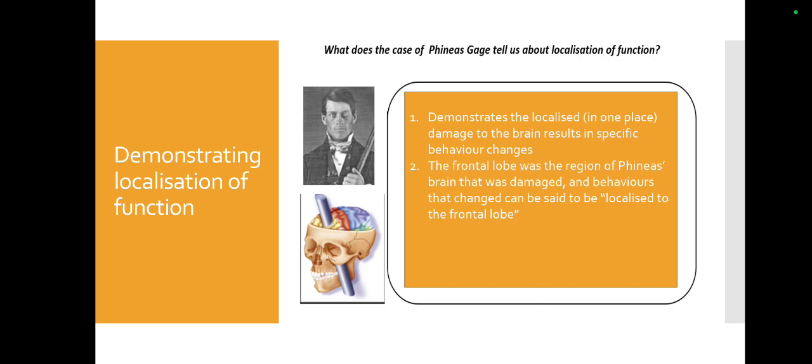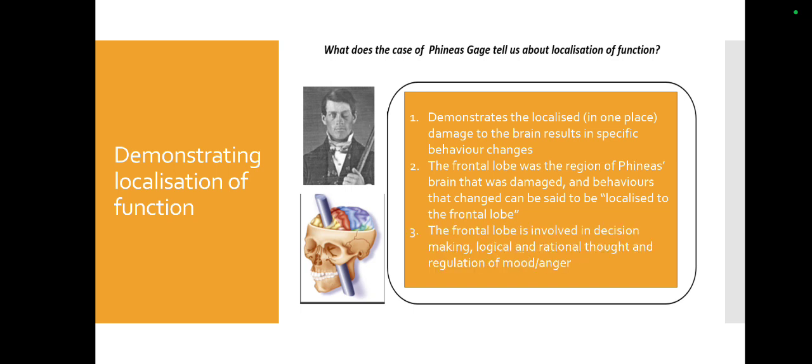Second thing that the case of Phineas Gage demonstrates to us is that the frontal lobe was the region that he damaged, and behaviours that changed, therefore, are subsequently or since then referred to as localised to the frontal lobe. So because it was specifically his frontal lobe, that little yellow part of the brain on the bottom image, that was damaged, and because it was a very specific set of behaviour changes that occurred, we now believe those behaviours to be localised to the frontal lobe.